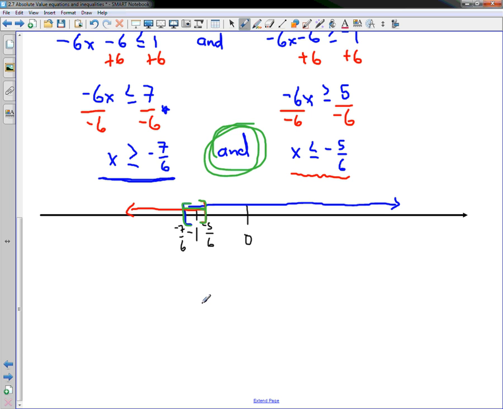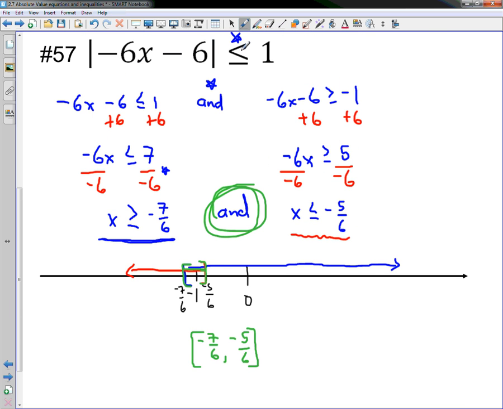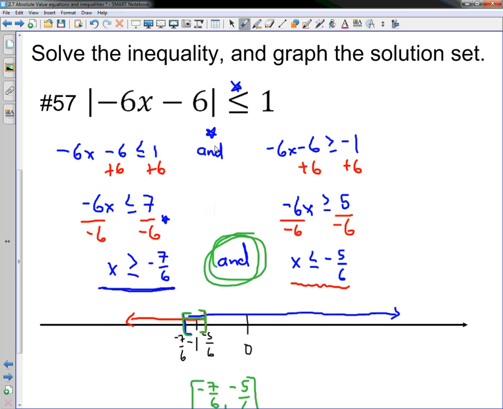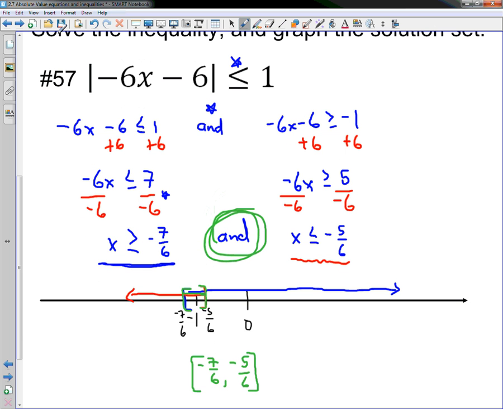So if I write the solution, I'm going to use interval notation. We have negative 7/6, comma, negative 5/6. All we're interested in are those numbers between negative 7/6 and negative 5/6. So that's working with a less than or equal to. Big difference. We're dealing with and instead of or, and we want that region in between that we're working with. Let's try another example like this.